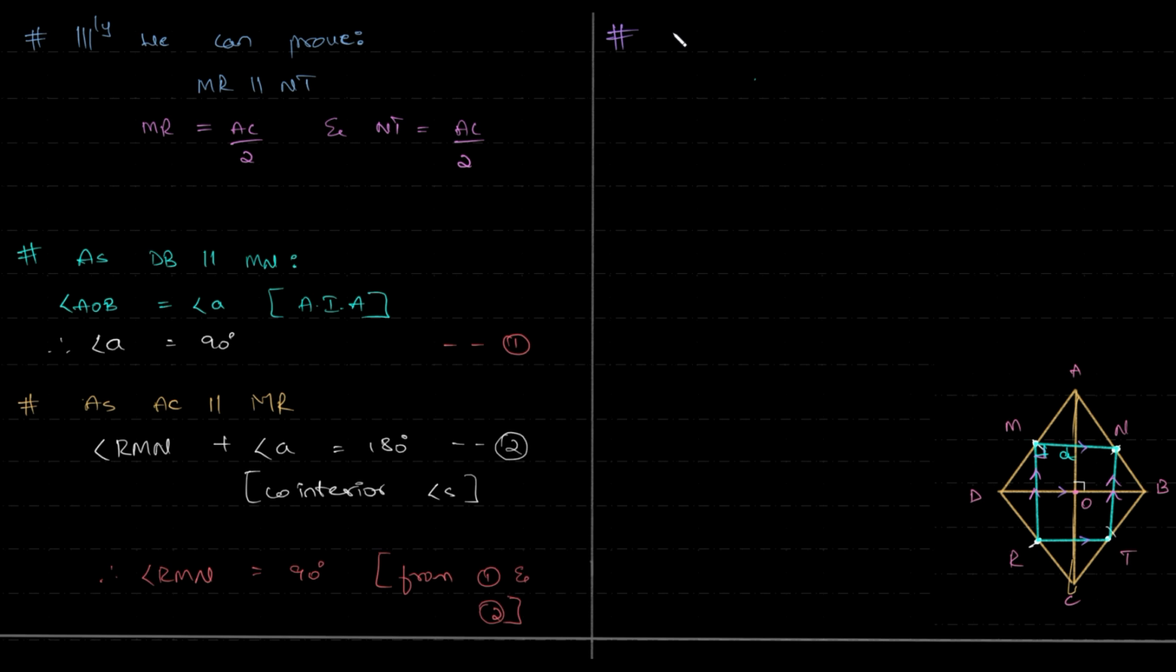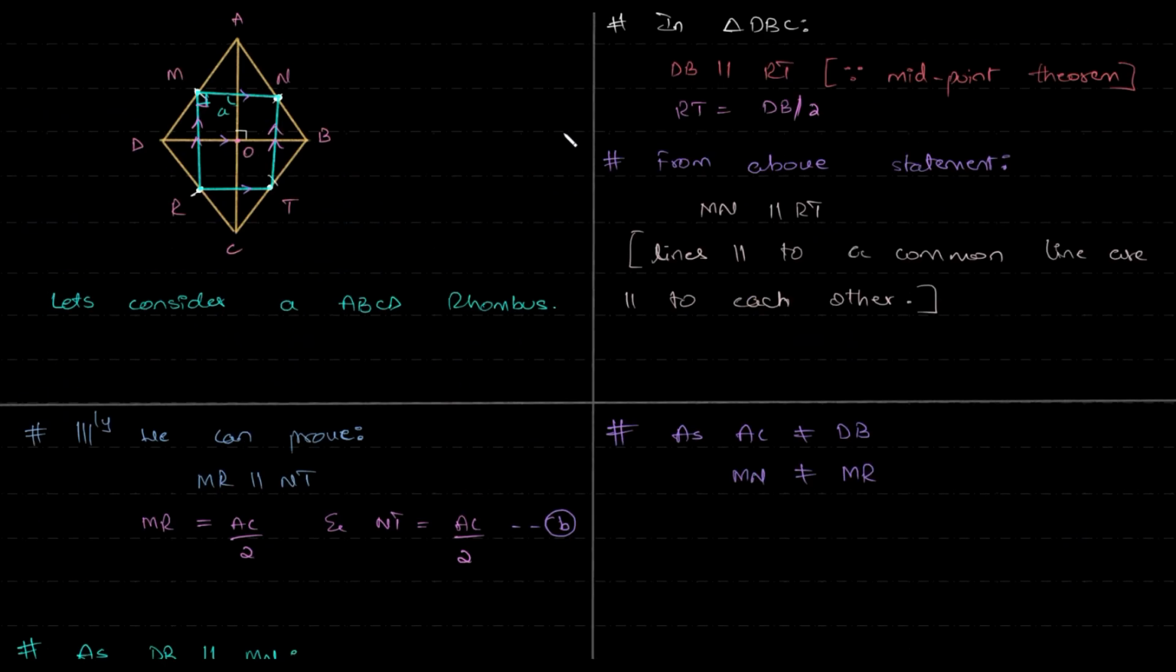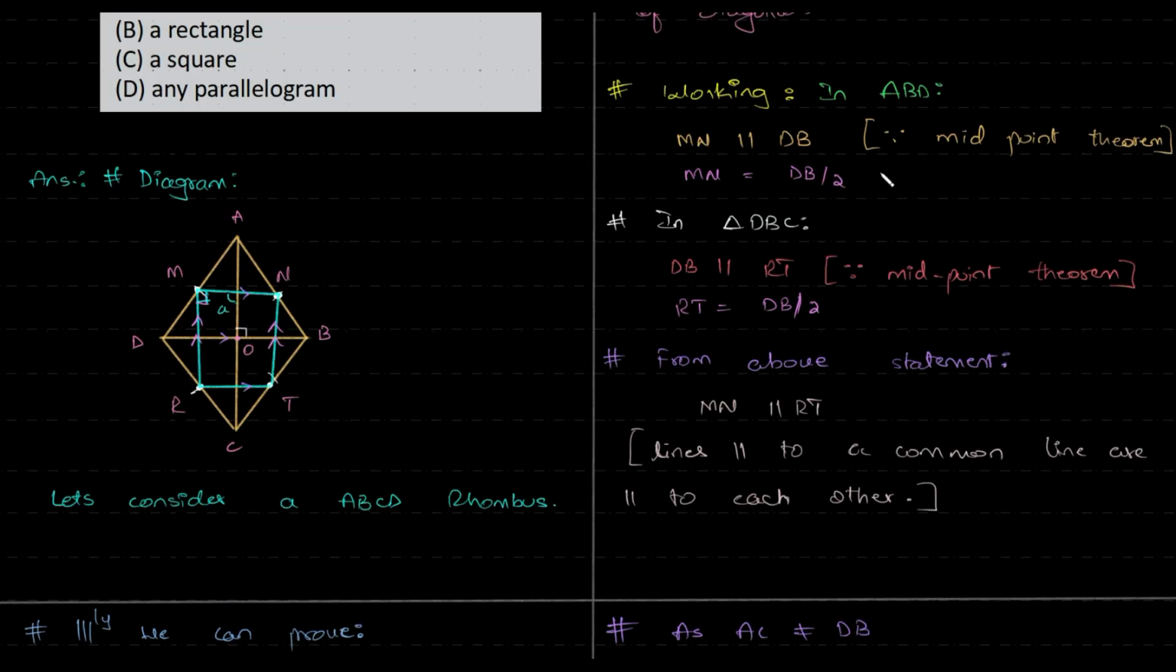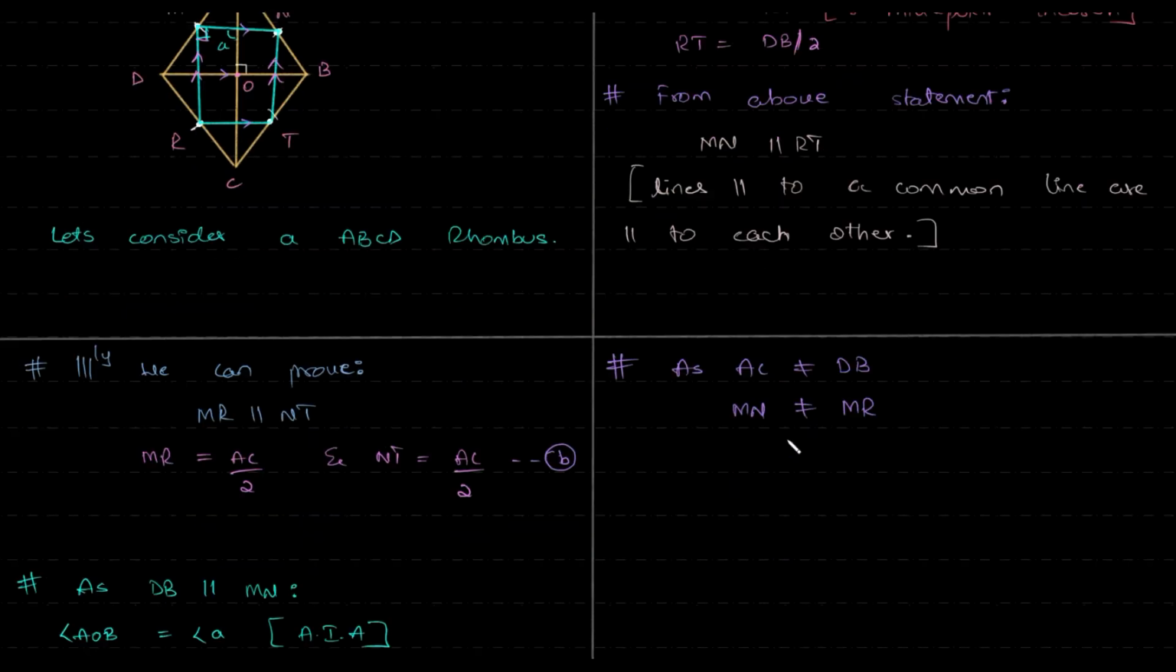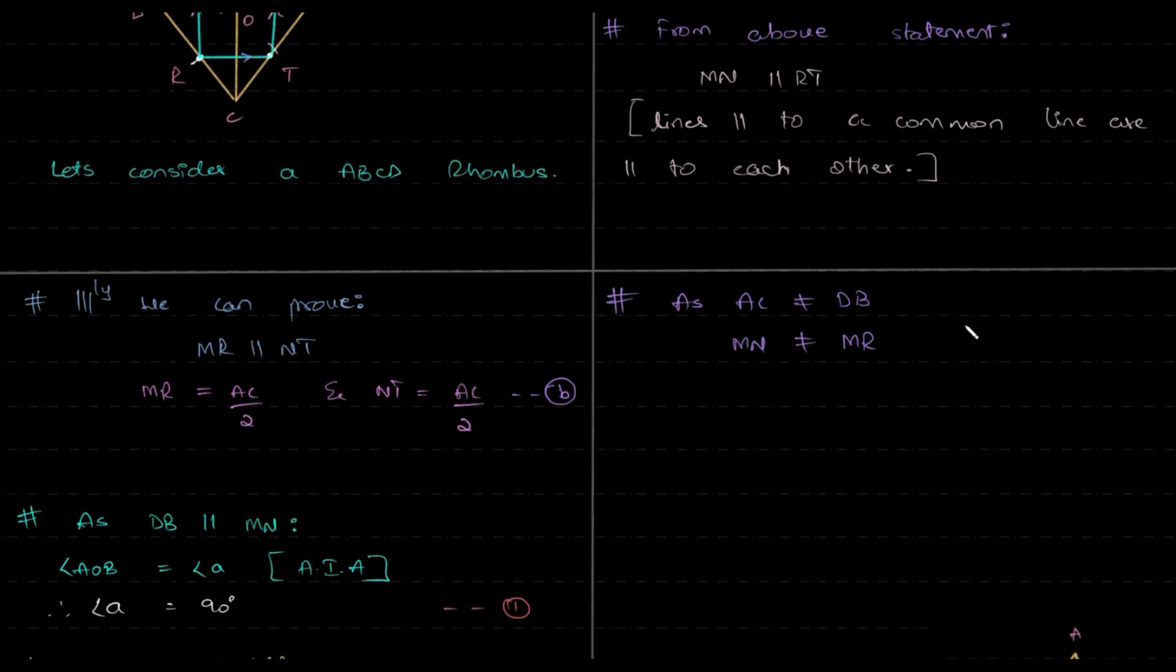Yes, it is a rectangle, but how will we prove it? As AC is not equal to BD, right? Diagonals of a rhombus are not equal. We have MN not being equal to MR. Is it not? So this is from all of this. This we can call as B. This we can call as A. This is from A and B.